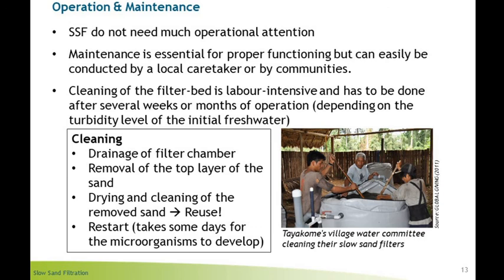Cleaning of the filter bed is labor intensive, so it has to be done every several weeks to months of operation. So how do we clean the slow sand filter? Drain the filter chamber and remove the top layer of the sand. If the rate of filtration is reduced in a slow sand filter, we need to remove the top layer of sand from that filter and replace it with new sand so that you can increase the rate of filtration. The removed sand is dried and cleaned, and reused again for the next purpose.